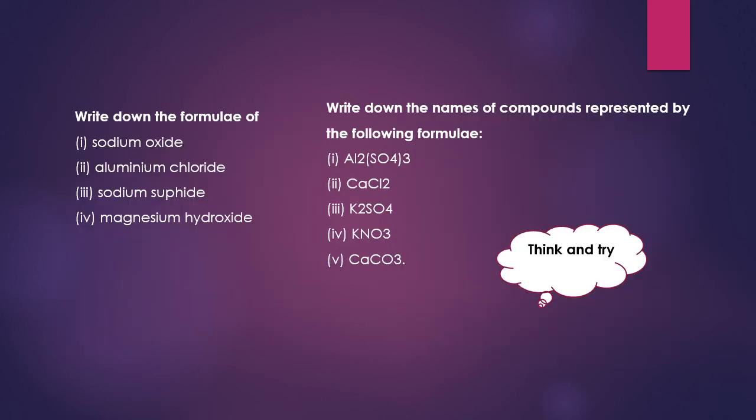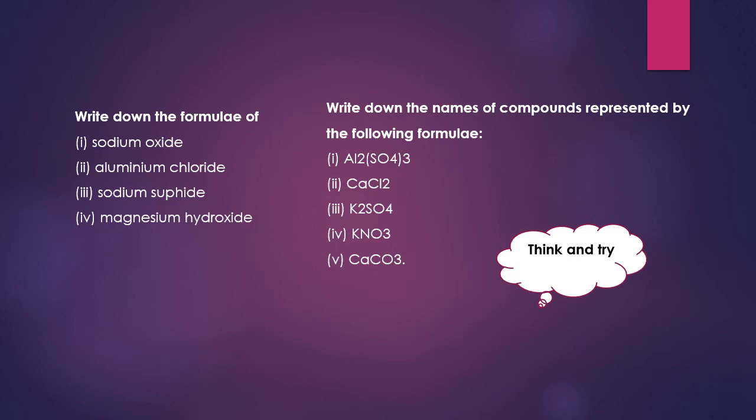Now, if you understood the things clearly and learnt properly how to write chemical formulas, then try to write the formulas of sodium oxide, aluminium chloride, sodium sulfite, and magnesium hydroxide. This is your homework after this session.